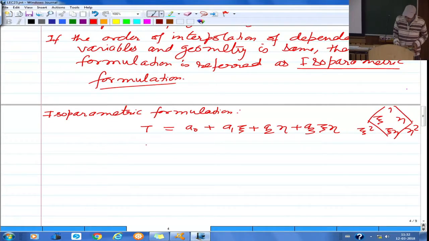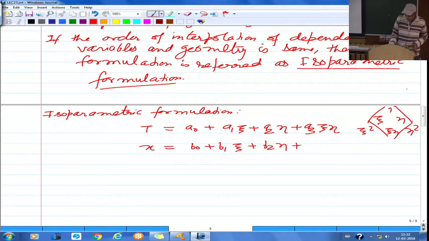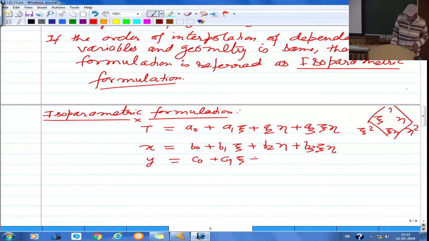So in case of isoparametric formulation, we also write x is equal to some b0 plus b1 xi plus b2 eta plus b3 xi eta. So we are using the same kind of polynomial for x and y. That is why we can refer to this formulation as isoparametric formulation. So y is equal to, let us say, another set of constants c0 plus c1 xi plus c2 eta plus c3 xi eta.